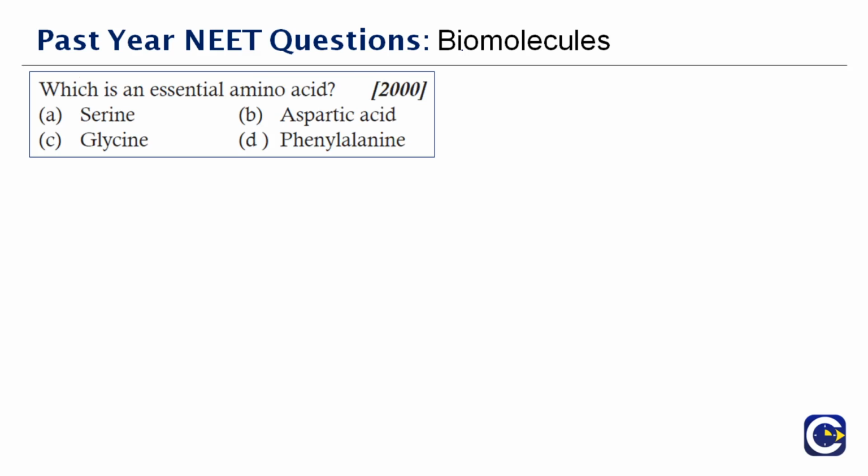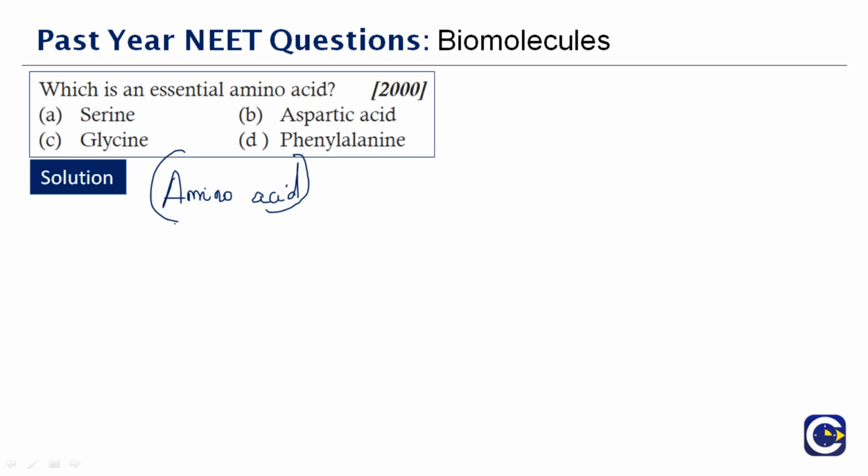Next question here. Which is an essential amino acid? Again, it's a 2000 question. Essential amino acids. Now, what is an amino acid? You should know that, right? An amino acid is a simpler form. When protein is converted into a simpler form, it becomes amino acids. So that is what we are talking about here. Which is an essential amino acid?